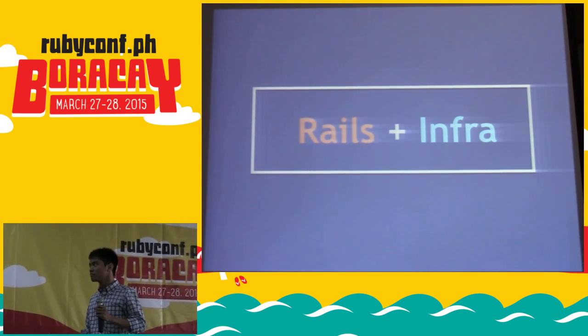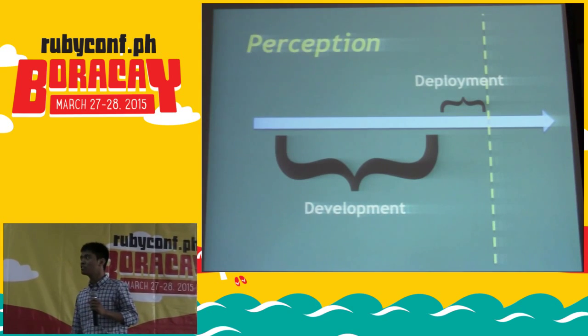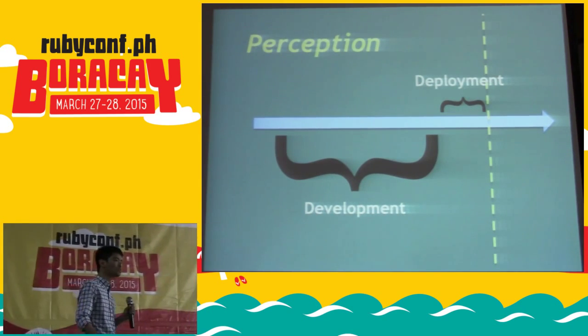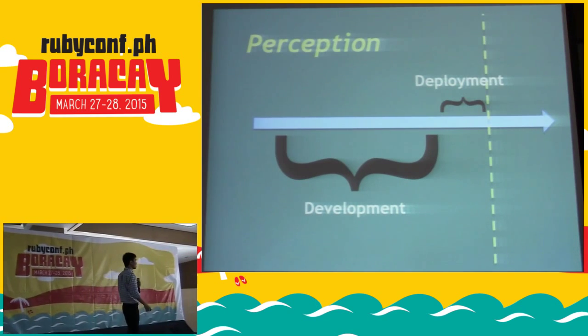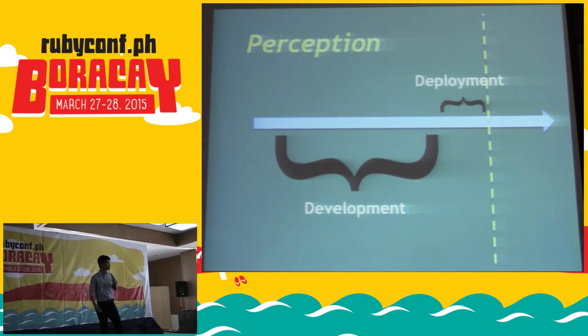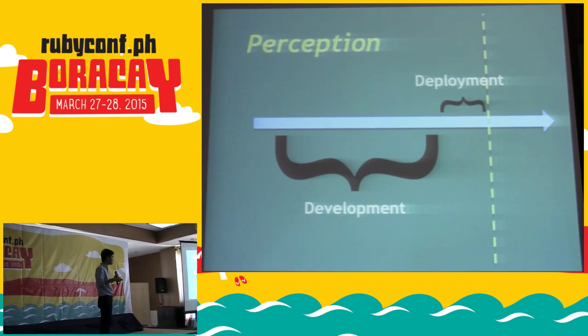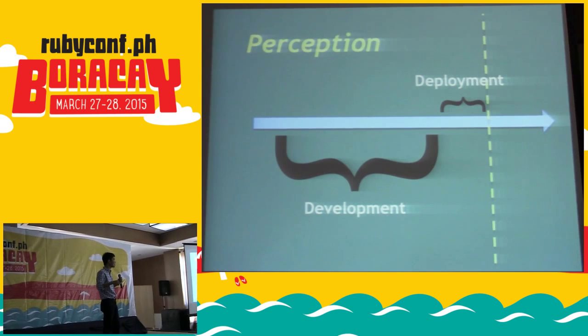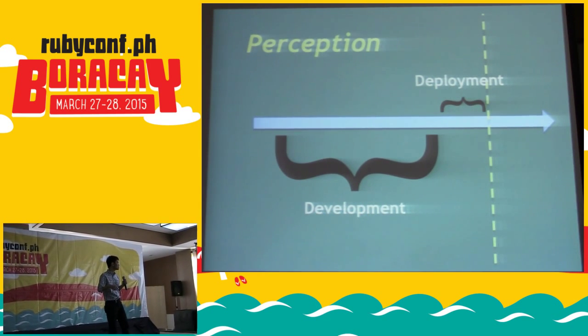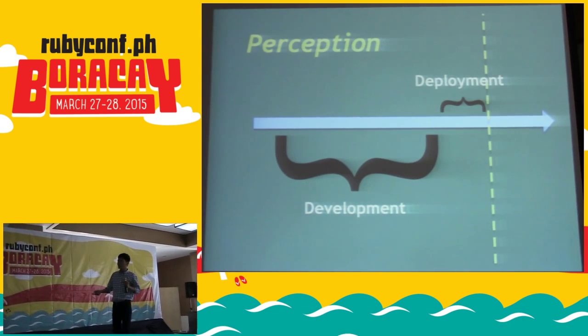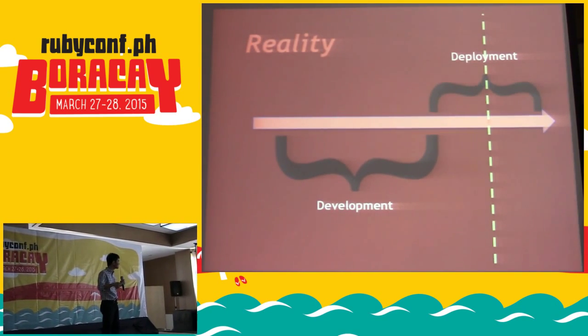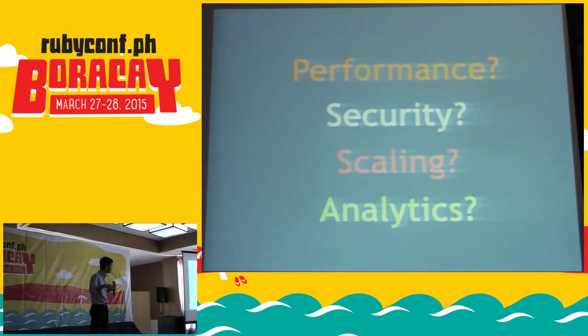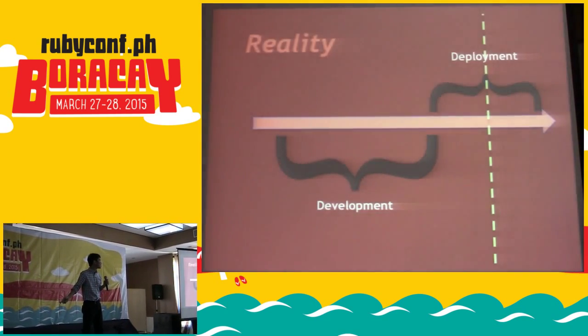For example, this is the perception of when to do the deployment. I'll be showing you another slide, which is reality. In this slide, you can see that most developers are actually doing the deployment at the last part, after all the development work has been done. But unfortunately, here's what happens. The harsh reality is that deployment is usually underestimated, and there are a lot of things that aren't being taken into account.